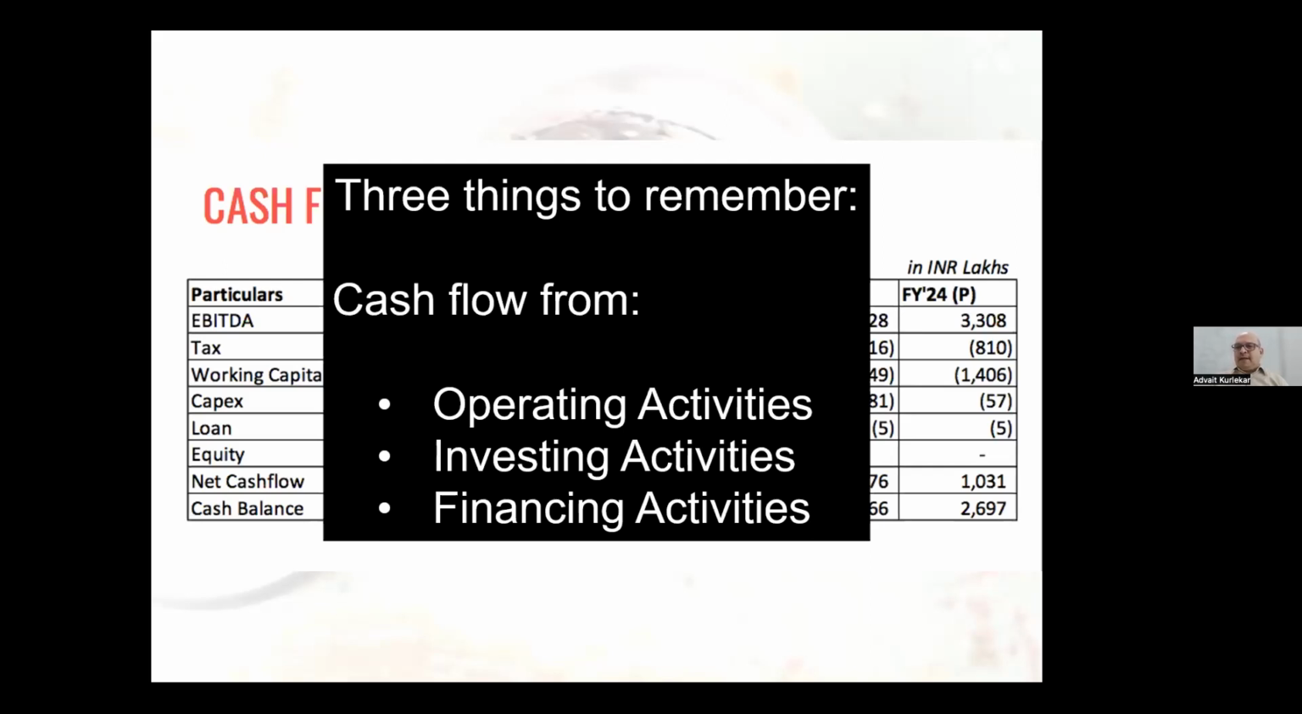Or if you have taken any loans, and it's not so uncommon in today's world for startups to take loans, banks do give them, financial institutions do give them. Only if there is a positive cash flow from your core operations, core business, can you start repaying that loan or paying interest on that loan, which is the financing activities. So be very clear in terms of your cash flow.